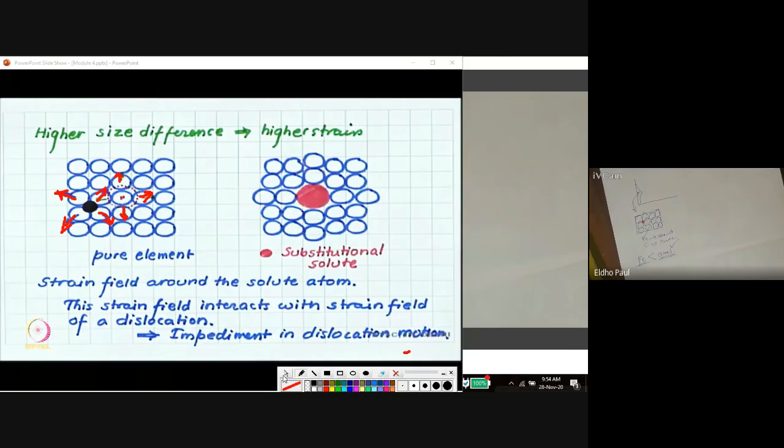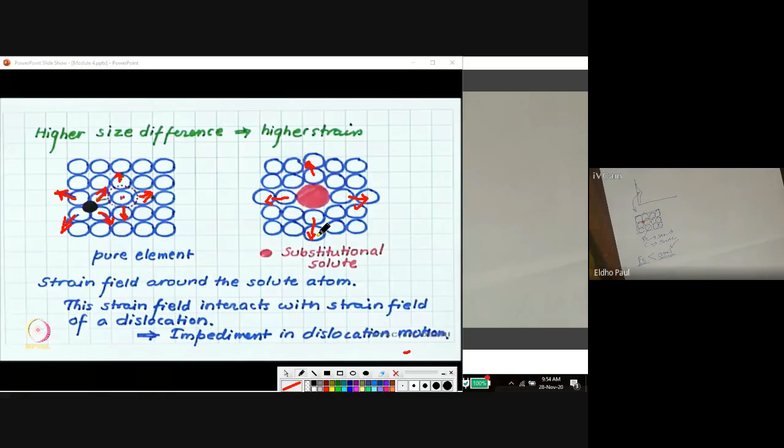Okay, so a stress field or strain field around the solute atoms is produced, and this strain field interacts with the strain field of the dislocation and impedes the dislocation motion. Okay, so this stress field or strain field offers a resistance for the movement of dislocation. How does this stress field or strain field offer a resistance?